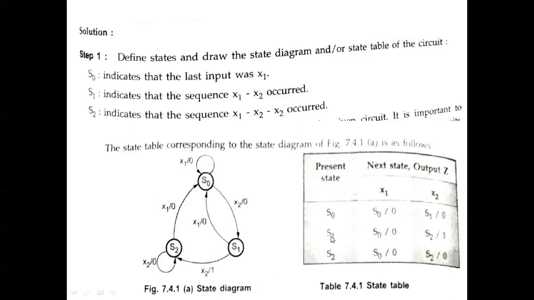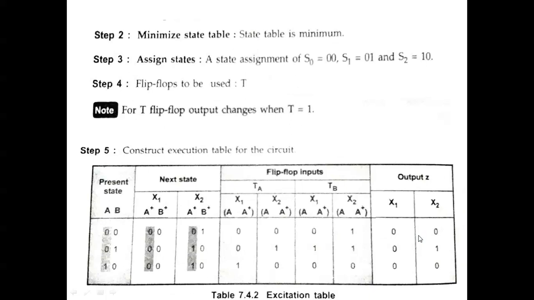Then the state table. So it has present state S0, S1, and S2, and next state. So what is the next state for every state? S0, that's the same state as well there. So the output is in the state table. And step 2, minimize the state table. The state table is already minimum.